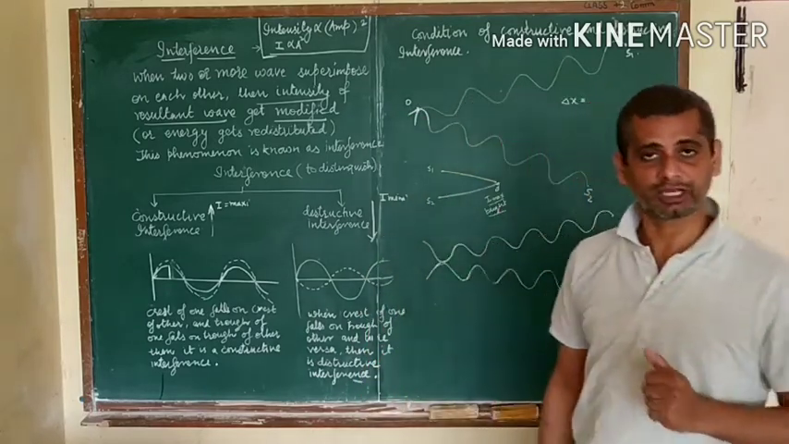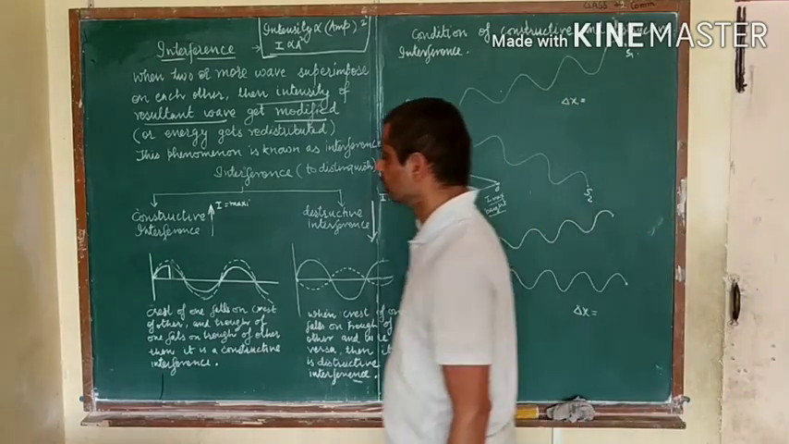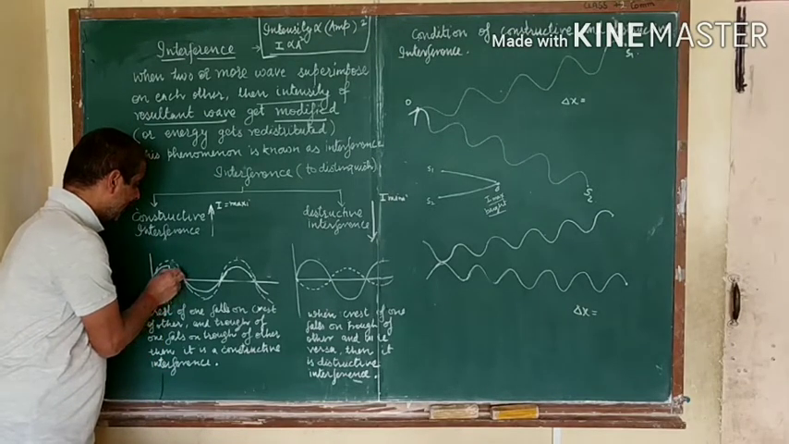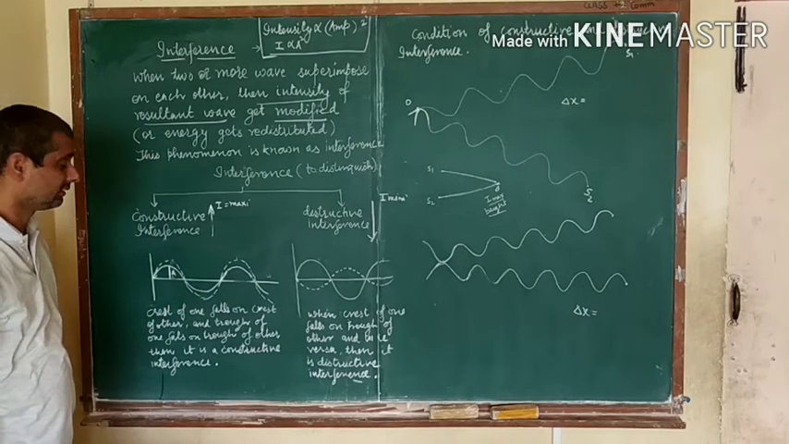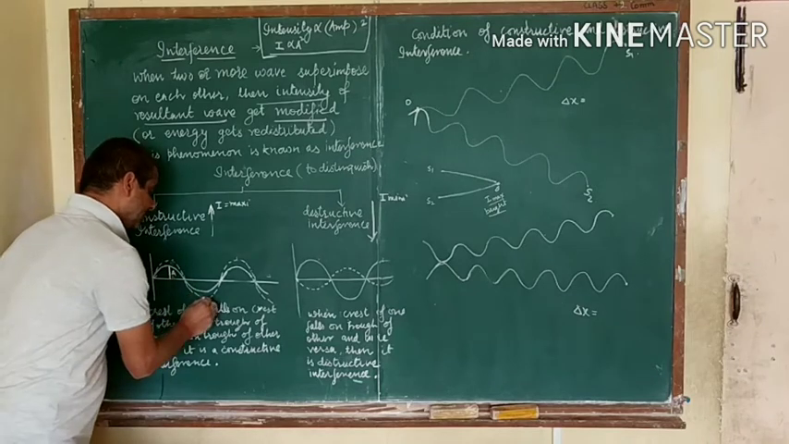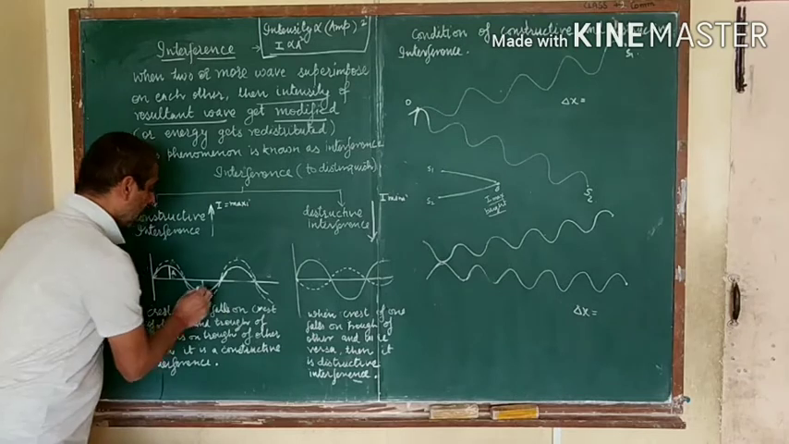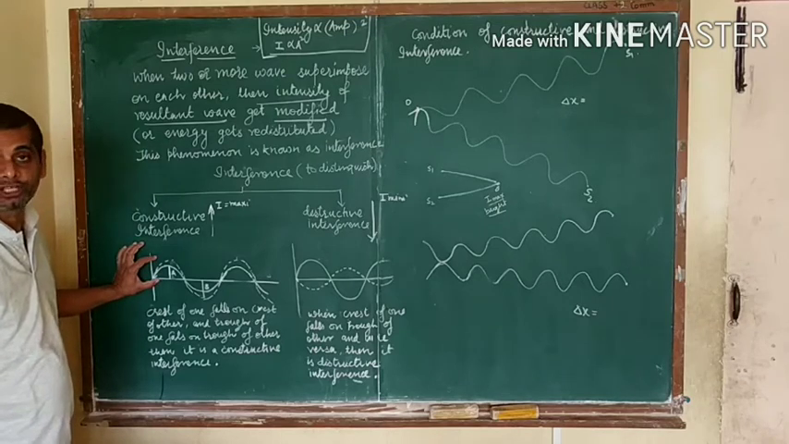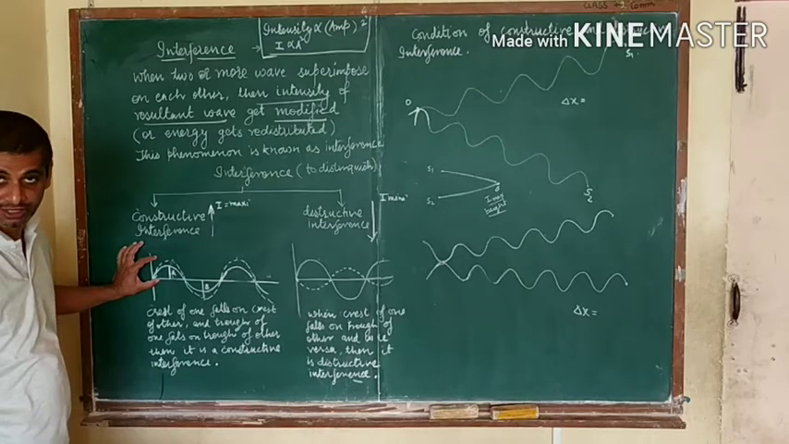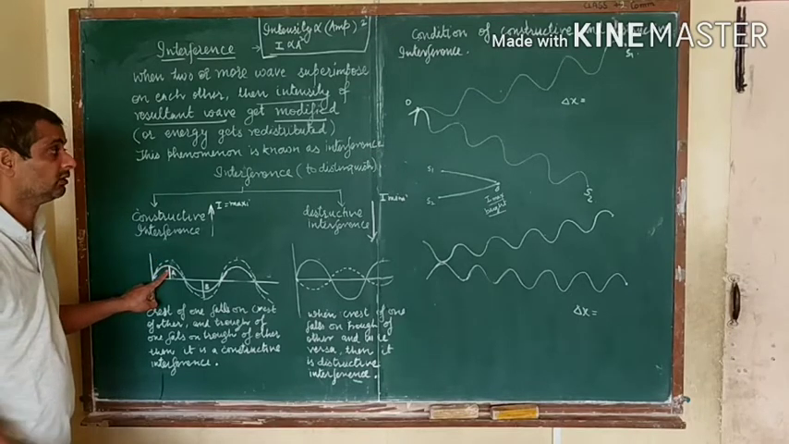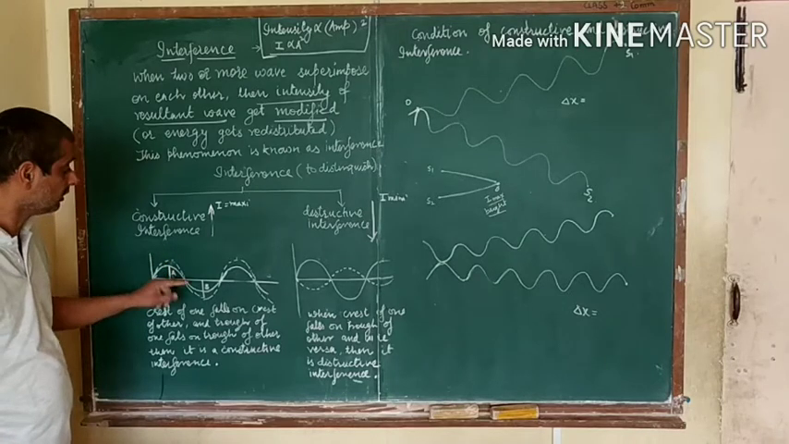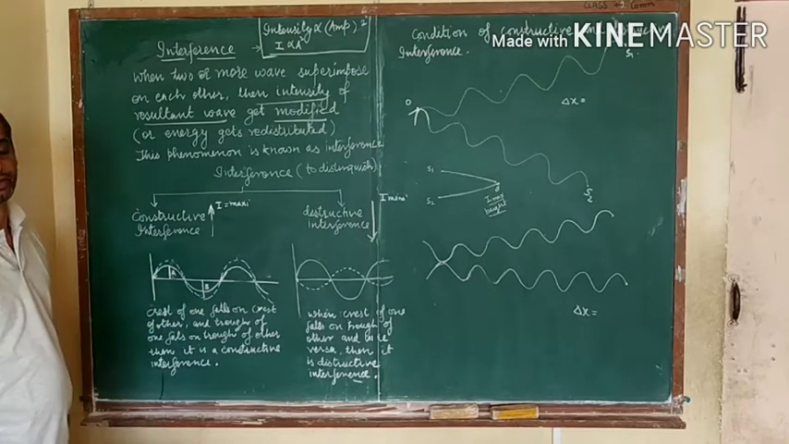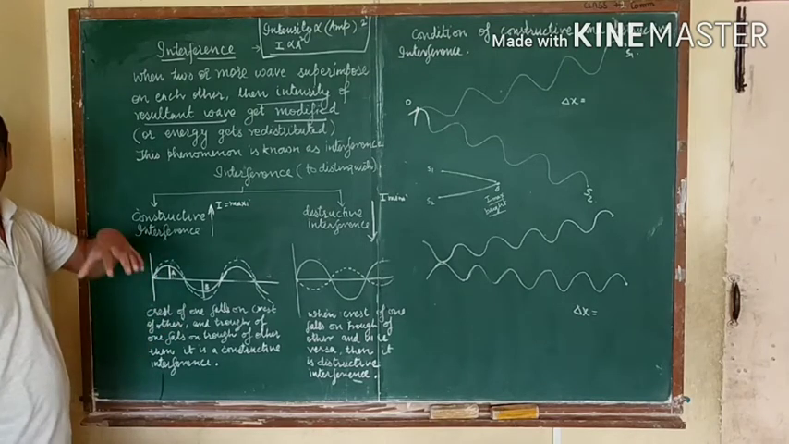How does this intensity become maximum? Suppose I have two waves. The first wave is represented by the solid line and has amplitude A, and the other wave is represented by the dotted line and has amplitude B. When the two waves superimpose such that the crest of one falls on the crest of the other, or the trough of one falls on the trough of the other, there is constructive interference and the intensity becomes maximum.